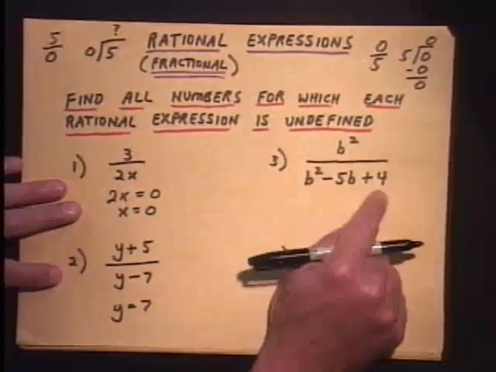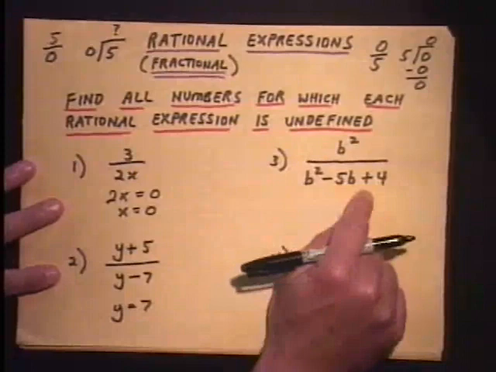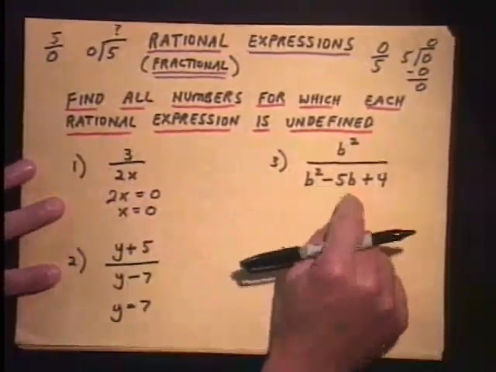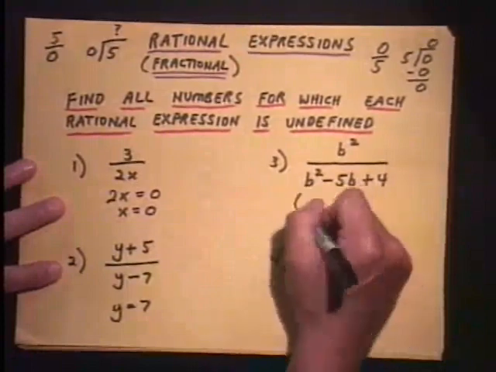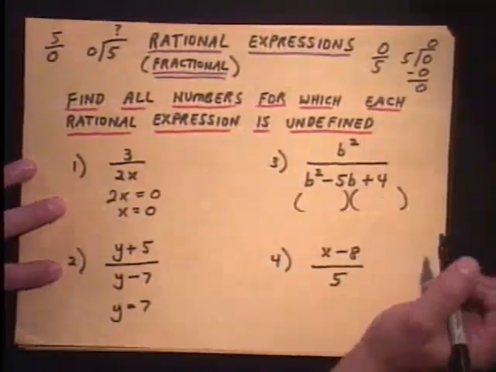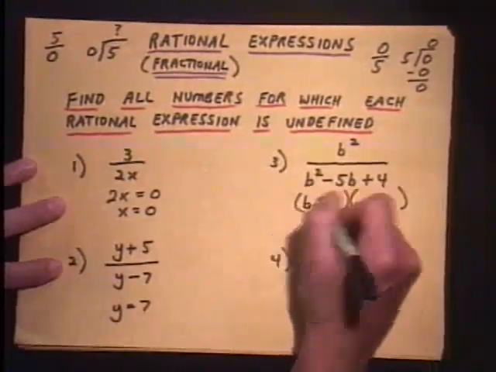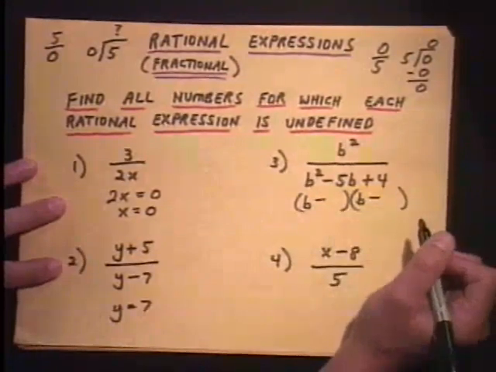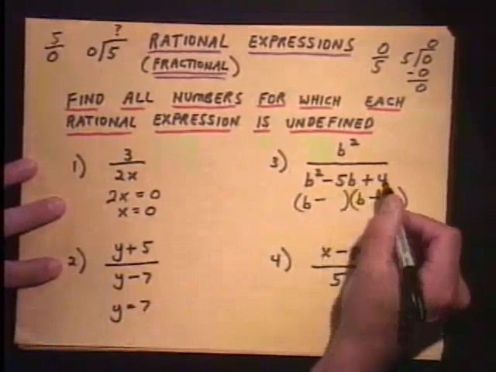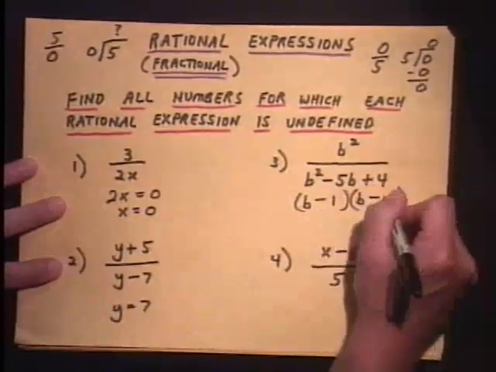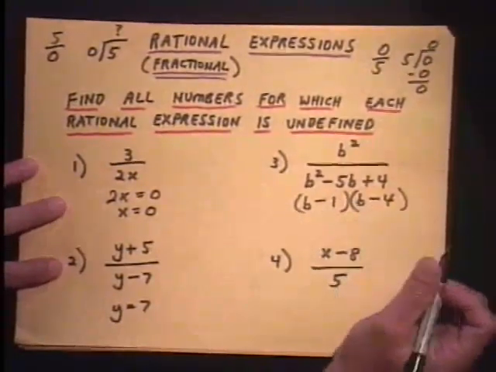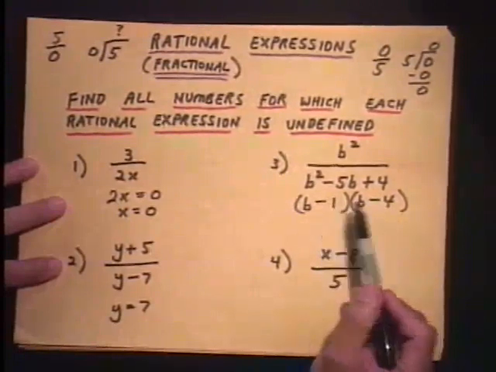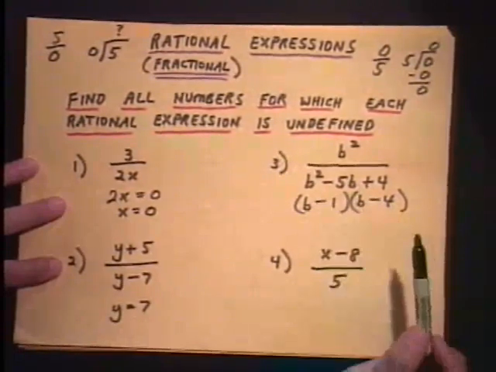Oh, now Young, I can't just look at this one and tell what makes it 0 like I did on maybe these first two examples. So what are we going to have to do here? Well, we could factor that, knowing our rules for factoring, and get b minus what? Factors of 4 that will add to give me 5: 1 and 4. So now, once I factor this denominator, I can tell what makes the bottom undefined or 0.